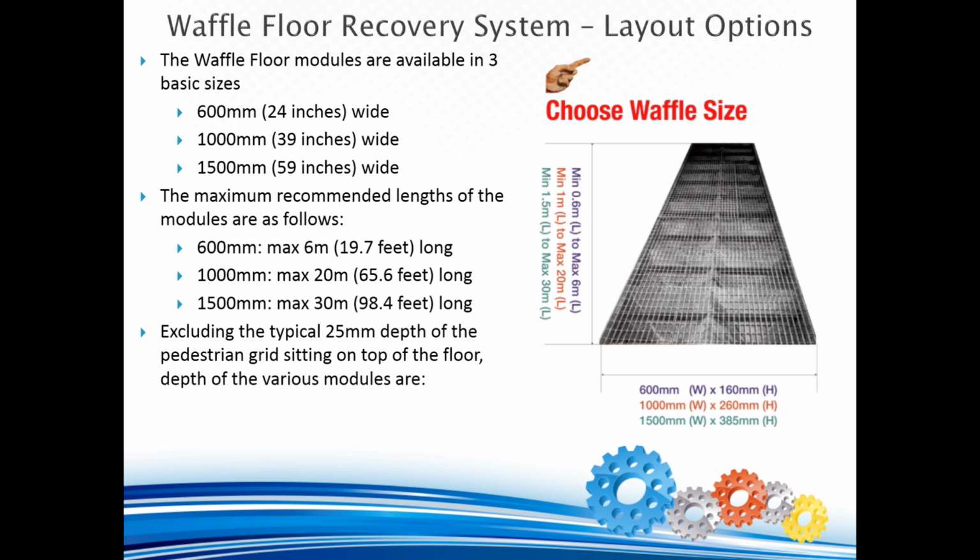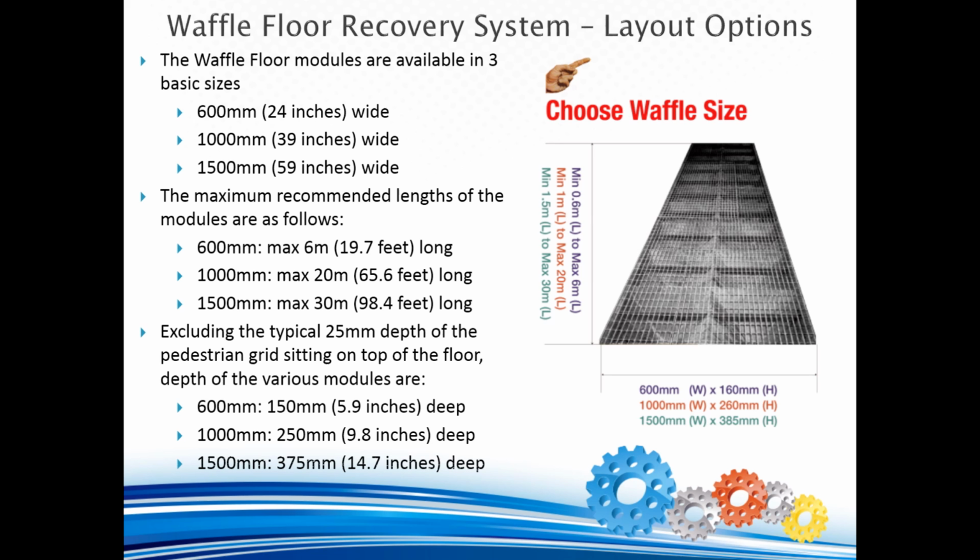Excluding the typical 25 mm depth of the pedestrian grid sitting on top of the floor, depth of the various modules are 600 mm, 150 mm, 5.9 inches deep; 1000 mm, 250 mm, 9.8 inches deep; 1500 mm, 375 mm, 14.7 inches deep. The Waffle floor modules can either be placed flat on the factory floor, in which case the blast chamber floor is elevated by the depth of the Waffle module selected, so a ramp or elevated work handling track needs to be built at the entry of the blast chamber.